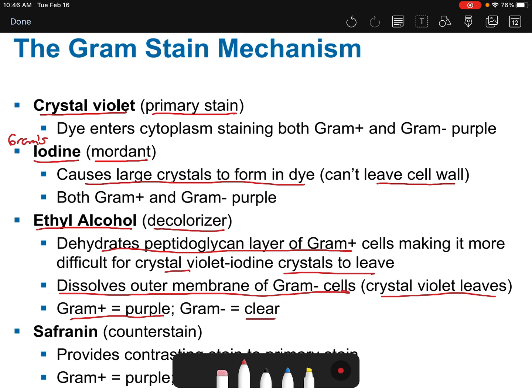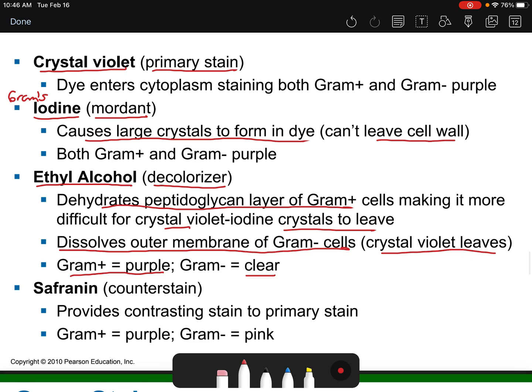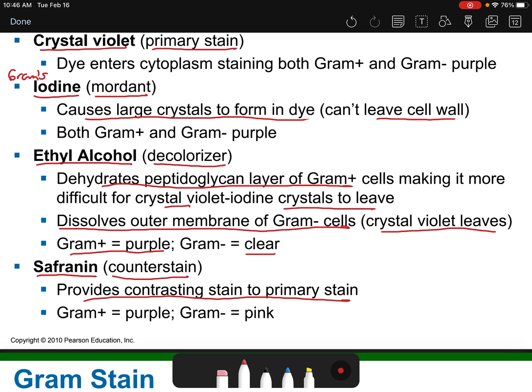Well, if you try to look at a bacteria that's clear in the microscope, are you going to see it? No. You can hardly see it when it is stained, but if it's not stained, you're not going to see anything. So we have to use what's called a counterstain. In this case, it's safranin, and it provides a contrasting stain to the primary stain. This is more of a reddish pinkish colored stain. So a gram-negative in the end, because remember it was clear, now it's going to look pink. Basically, it'll take on the color of that safranin, that counterstain.